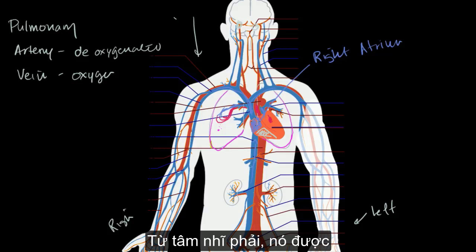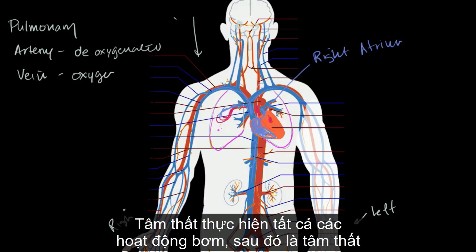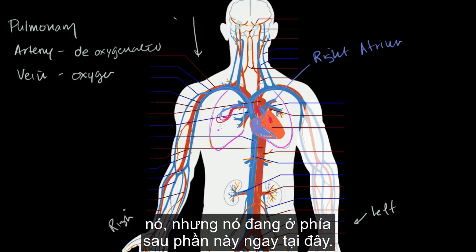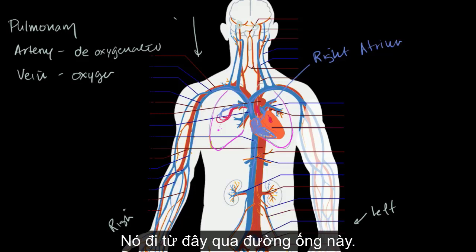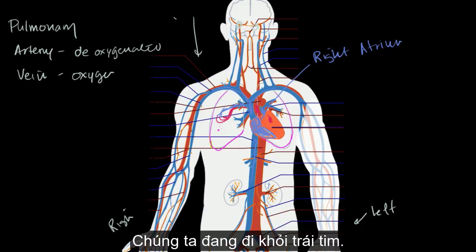From the right atrium, it gets pumped into, or it actually passively flows into, the right ventricle. The ventricles do all the pumping. Then the ventricle contracts and pumps this blood right here. And you don't see it, but it's going behind this part right here. It goes from here through this pipe. So you don't see it. I'm going to do a detailed diagram in a second. Into the pulmonary artery. We're going away from the heart.